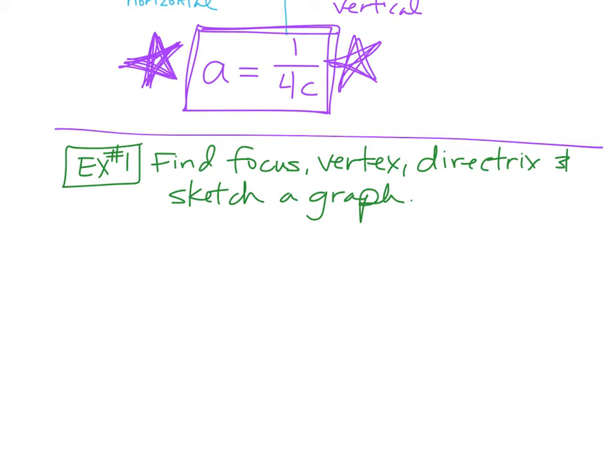Okay, so we're going to start by finding the vertex, and then we're going to sketch a graph to help us lay it out, and then we'll find everything else from there. The equation they give us for this one is y equals negative 1/16 x squared.